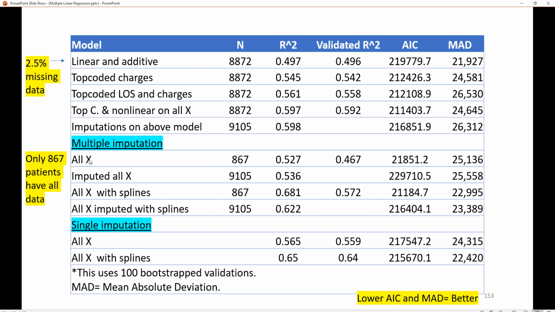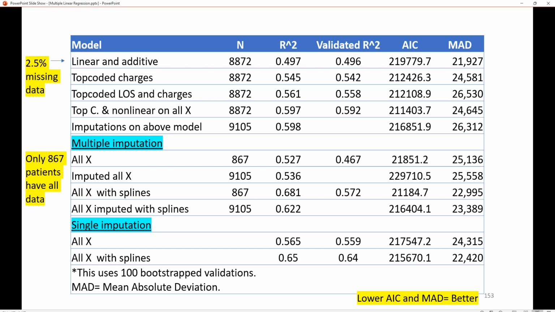And so under multiple imputation, we have all predictors imputed. And then we have all our predictors with splines. And then we have all predictors imputed with splines. So you can see that in the end column, it goes from 867 to 9,105. And then we can see how they compare with the imputed values.